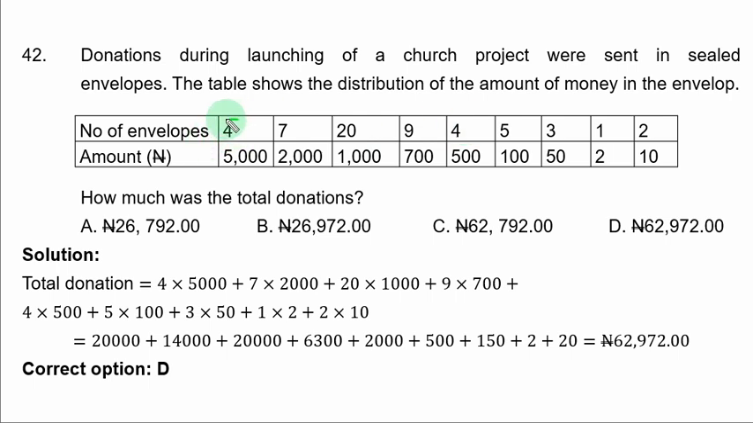First, here you have 4 envelopes. Each envelope contains 5,000 naira. So the 4 envelopes contain 20,000. That is 4 times 5,000 plus 7 times 2,000, and so on. By the time you multiply and add, you have 62,972 naira. D is the correct option.